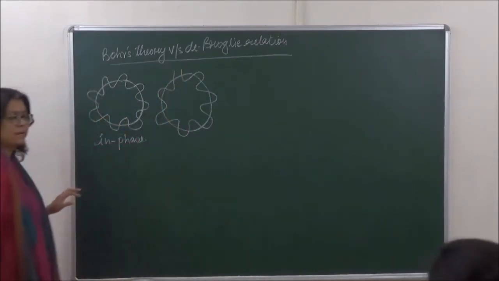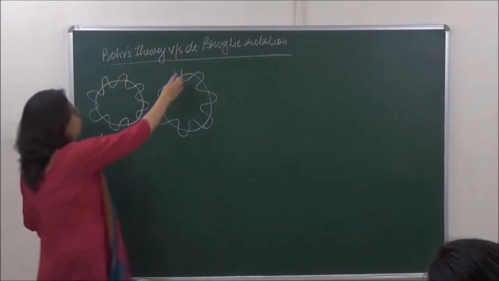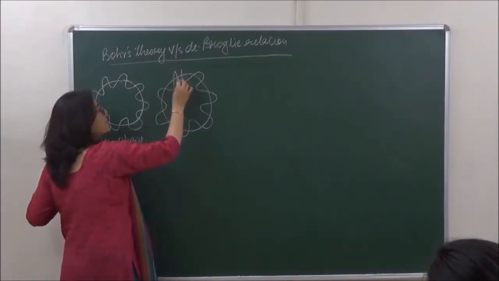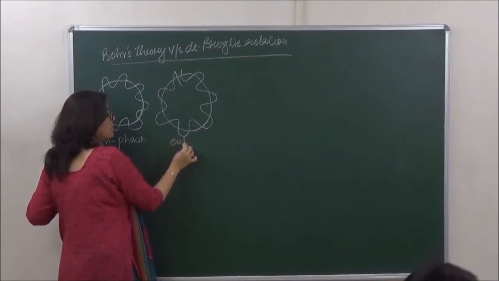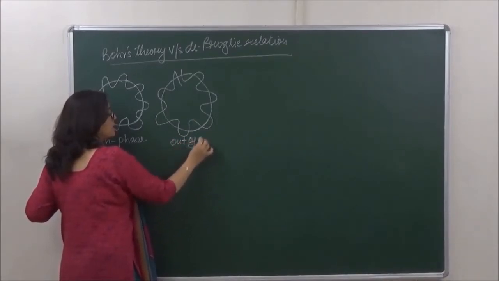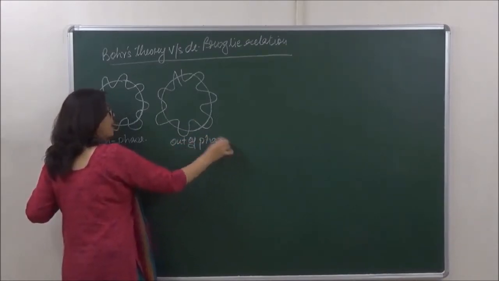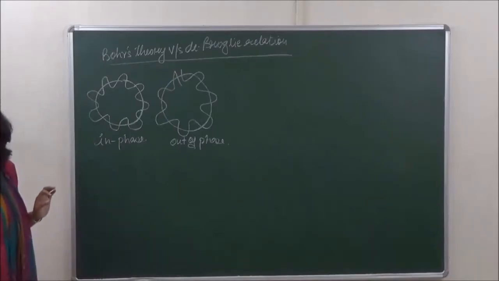They are not in alignment. Or you can also draw it like this, they are not in alignment at all. So such a phase or such a wave is said to be out of phase.